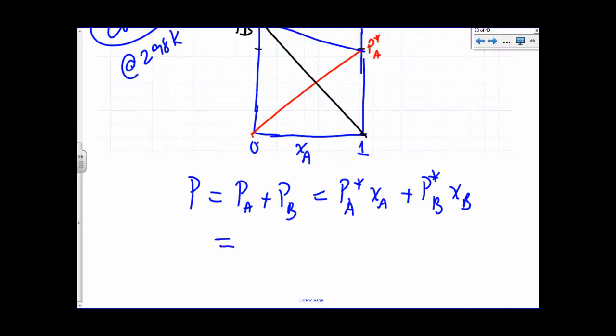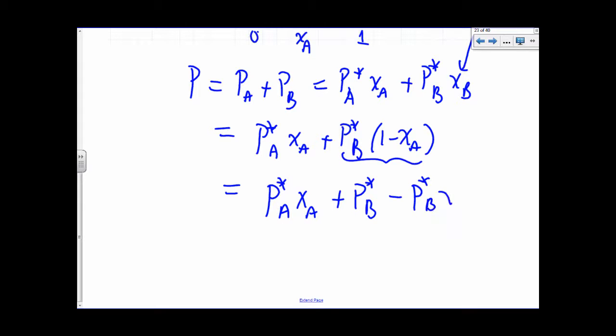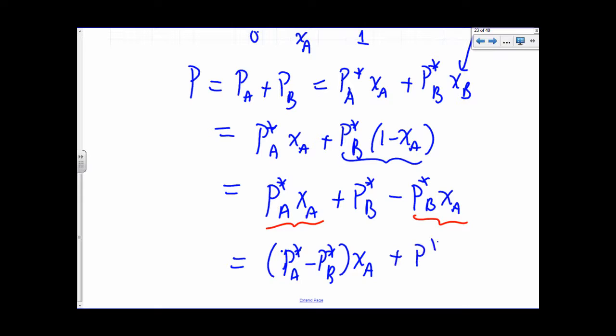So that's equal to P star A x of A plus P star B times 1 minus x of A. All I did was replace that by 1 minus x of A. And I can combine these two: I have P star A x of A plus P star B minus P star B x of A. I'll combine these two and factor out x of A. I have x of A times (P star A minus P star B) plus P star B.